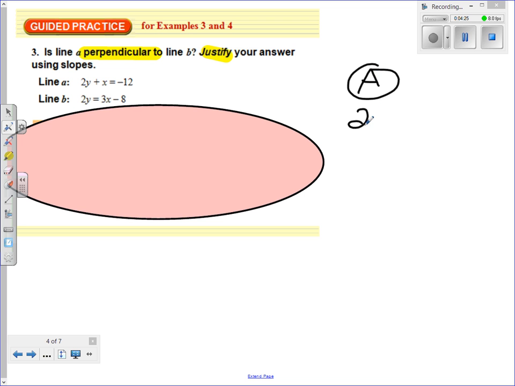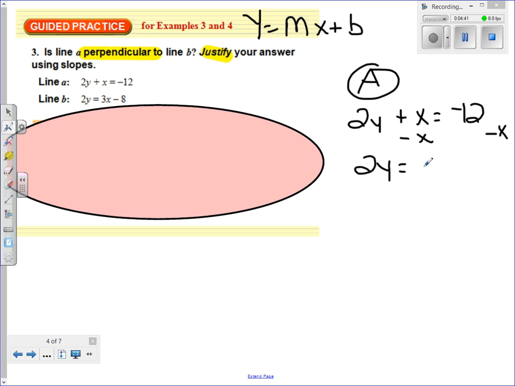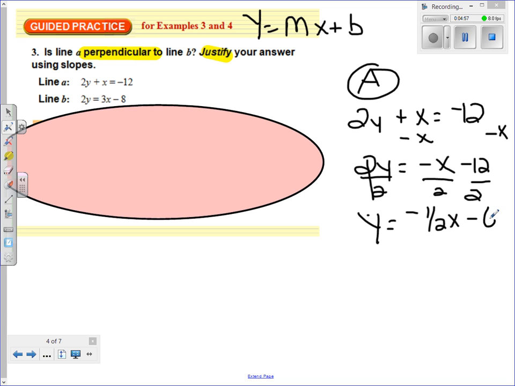Okay, and I have 2y plus x equals negative 12. Remember, I don't have it here in my fancy pen, but this is what we're going for, slope-intercept form. So I need to subtract x from both sides. I end up with 2y equals negative x minus 12. Divide everything by 2. Y equals negative 1/2 x. Negative 12 divided by 2 would be minus 6.